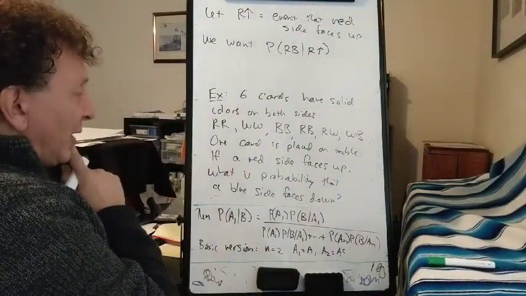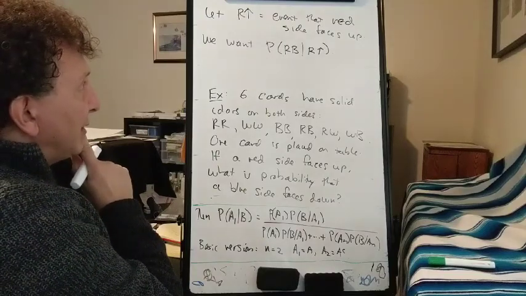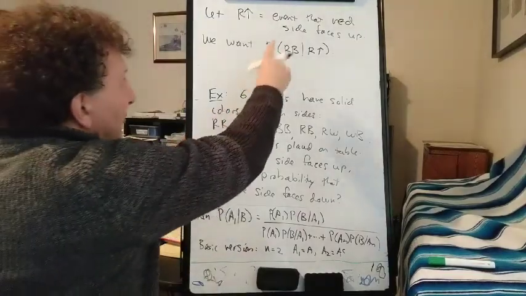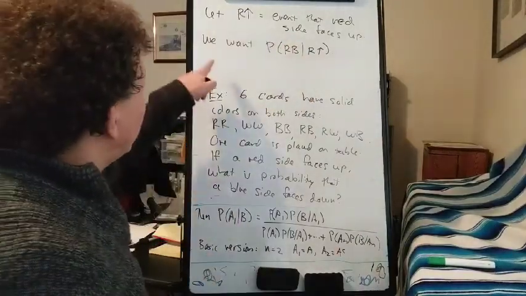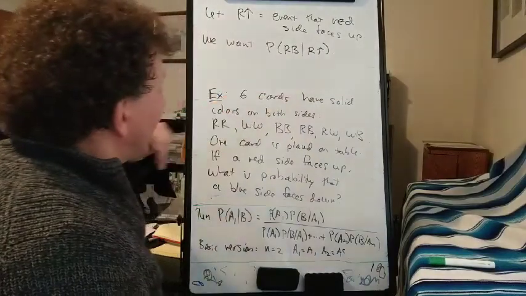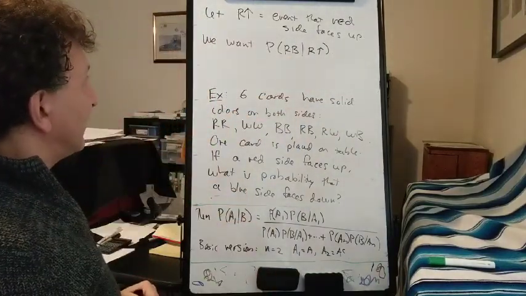Now if we knew which card we had on the table, it'd be easy to compute the probability of red facing up. So the probability of red facing up given a red-blue card is 1/2. That's an easy problem. But the conditional probability we want is a little bit harder to find.